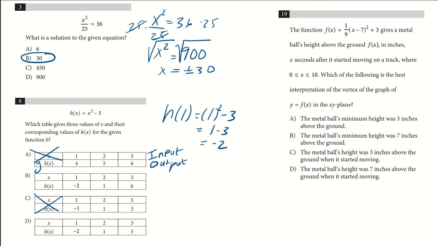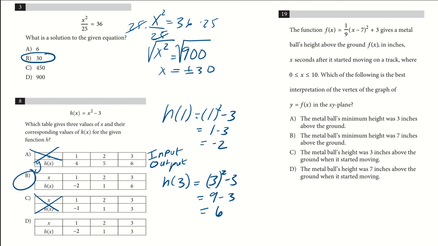Now, before I put in h of 2, I want to look at my answer choices, because, again, you're against the clock here. And I see that when I input 2, my output is 1 for B and D. So there's no need of doing that. So I'm going to input 3 into this function. I like to put parentheses just to make sure it's separated, but you don't have to use parentheses. Then I'm going to do my math. 3 squared is 9. 9 minus 3 is 6. So that means my answer has to be B, 3 and 6.